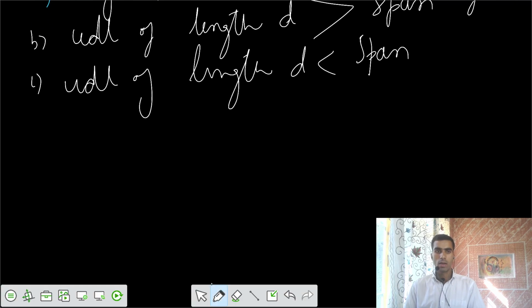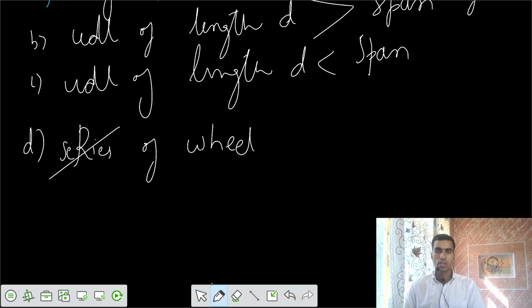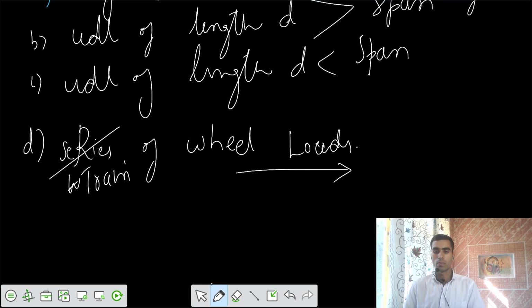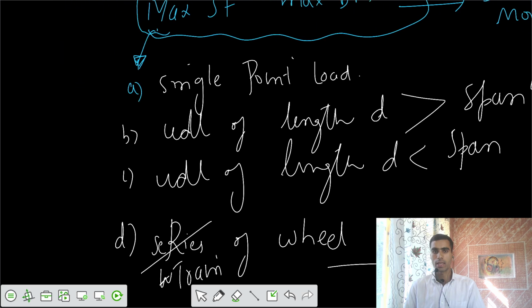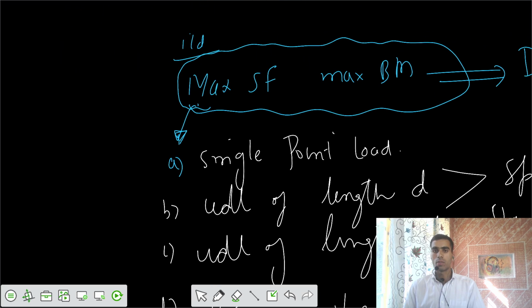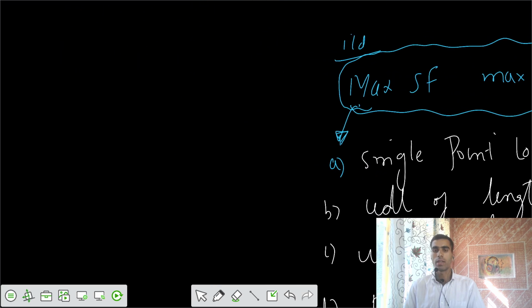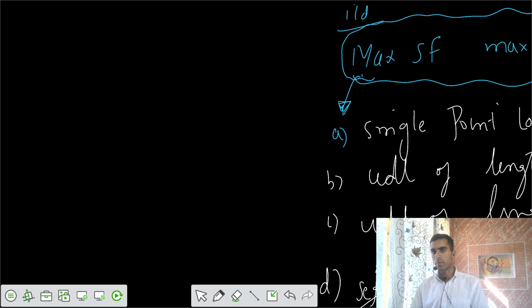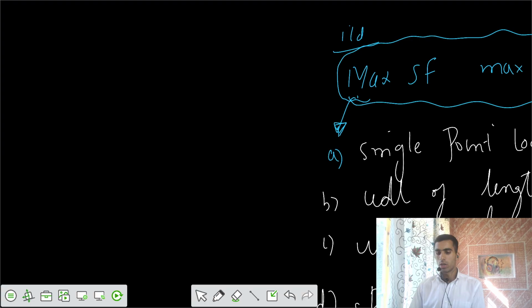Then after that we have fourth condition, that a series of loads, we call them as series of concentrated loads or series of wheel loads. A train of wheel loads. Multiple number of loads are moving on the beam. Let's take the first case, that's talking about that only one load is moving along the beam, single point load. For that we need to get the maximum shear force and maximum bending moment because of that moving load.